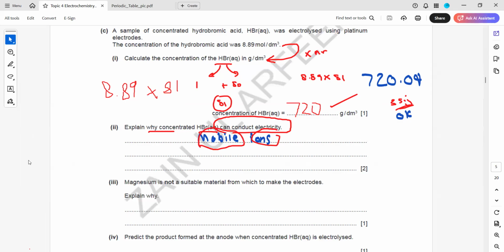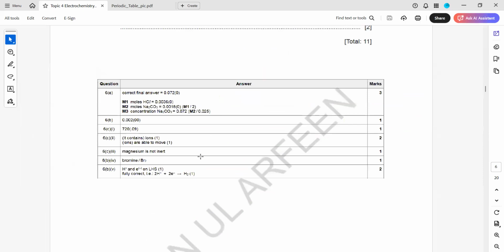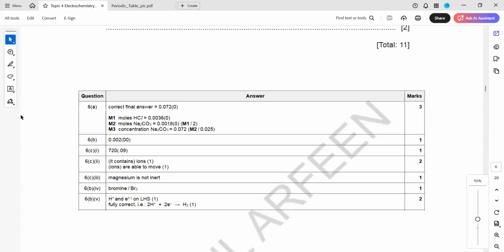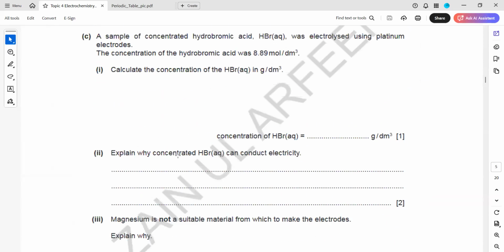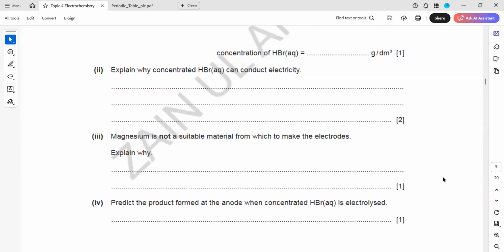I will show the marking scheme answer as well for this one. Ions, not electrons. You have to use it. 1 mark is for mentioning that because it's an ionic compound, it contains ions. And 1 mark is that the ions are able to move. So ions are free to move. Yes, you will score both marks.